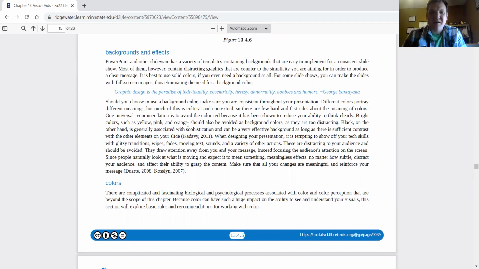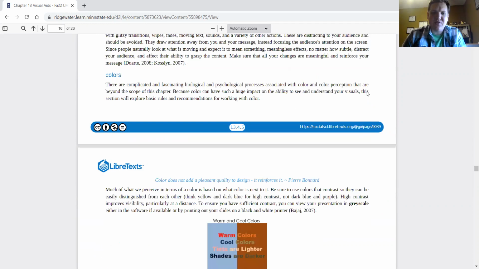Then you can have different backgrounds and effects, like when things pop in, different pictures for the background or just different colors, gradation maybe. So it talks about graphic design here. "Graphic design is the paradise of individuality, eccentricity, heresy, abnormality, hobbies, and humors." That's George Santayana. So again, you can do something that fits your personality, but you also want to make sure it's appropriate for the audience and the occasion.